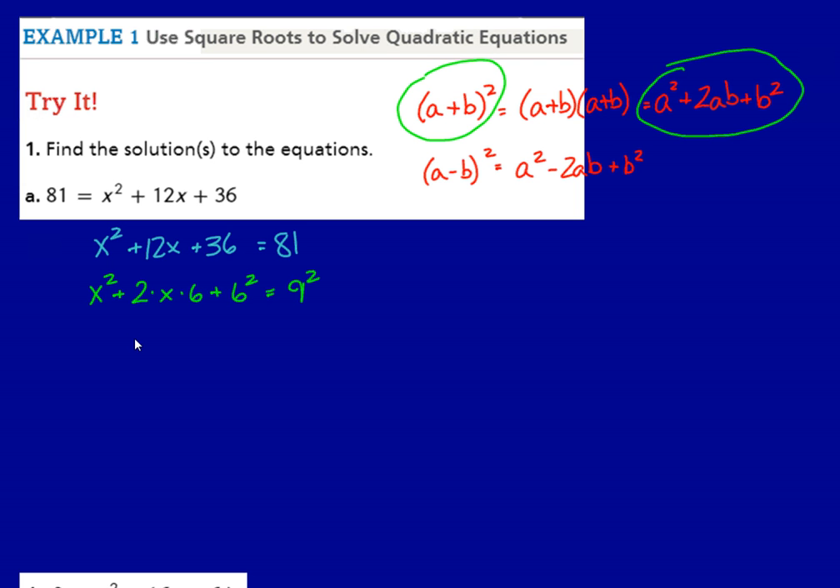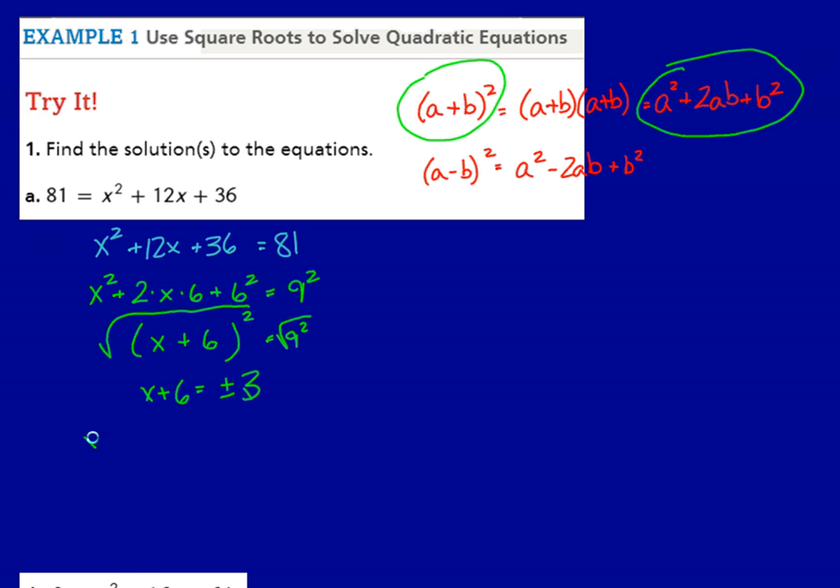Now this will factor into, because this is a squared plus 2ab plus b squared, so this is going to be a plus b squared. X plus 6 squared equals 9 squared, or 81. And now we can square root both sides. And we get x plus 6 equals plus or minus 9.